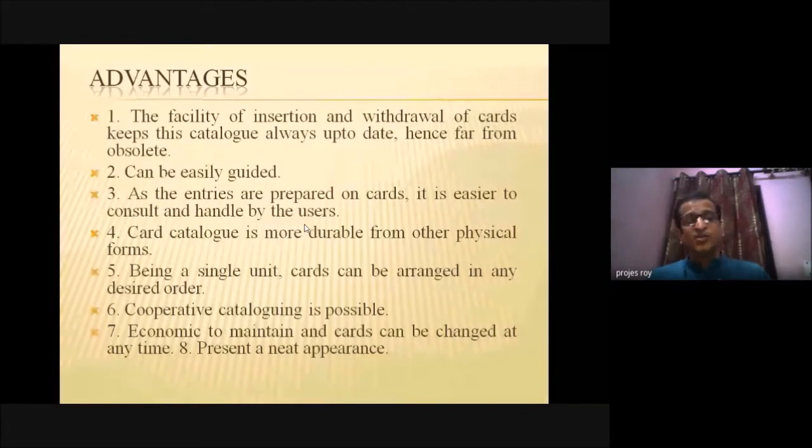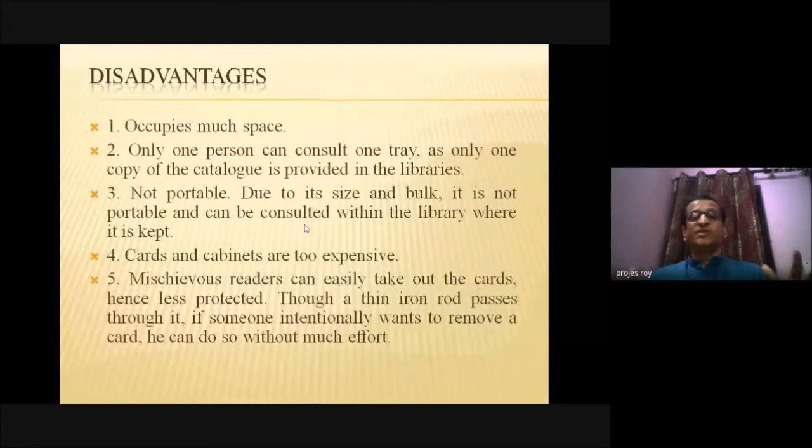Cooperative cataloging is also possible because once you prepare one catalog card, it has a standard, so the same standard can be followed. And it presents a neat appearance. The most important aspect is that it's very clean and clear. What are the disadvantages? It occupies much space, of course. It requires a lot of things. You need a proper place to consult. You have to take one tray, then another tray, that way. Not portable at all. You cannot carry the whole tray to another place because it's very heavy.